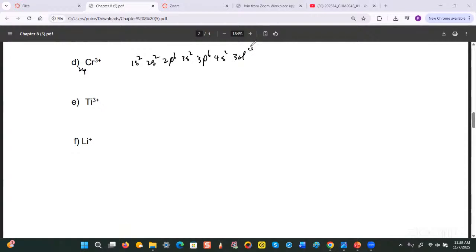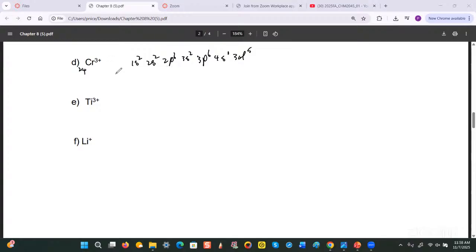and then 3d4. Now here's where you need to be careful, because this is one of those exceptions to the Aufbau principle that I talked about. You notice you have 4s2 here and 3d4. That actually should be 4s1 and 3d5. Because if you remember, I said that even though I didn't go into any detail about it, it turns out that half-filled and completely filled subshells are more stable than otherwise, right?